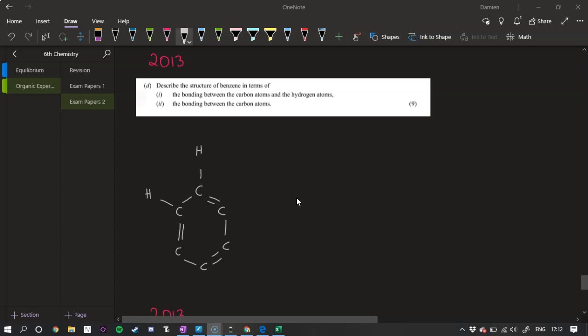So we're on to the next section, 2013. This is a quick one, part D. Describe the structure of benzene in terms of the bonding between the carbon and hydrogen atoms. So this should be okay. Single bonds there contain sigma bonds.